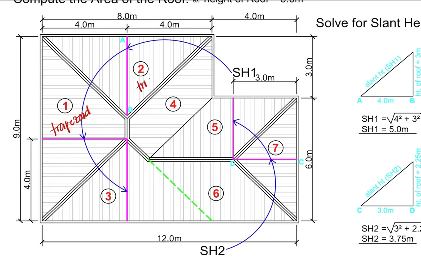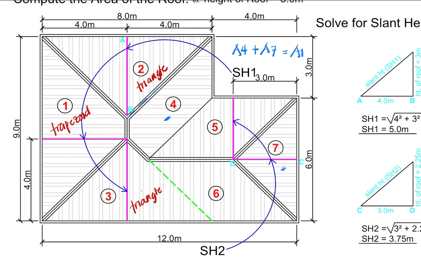Then area 2 is a triangle. And then area 3, you have a triangle. Area 4, you have this form. But as you can see, this figure plus this figure, area 4 plus area 7, is just equal to area 1, which is a trapezoid.